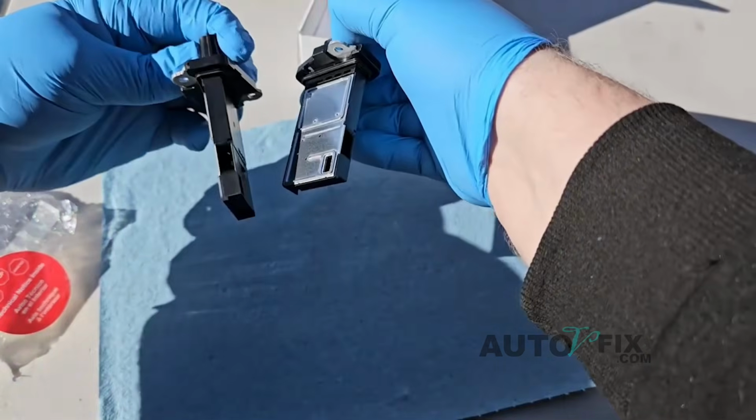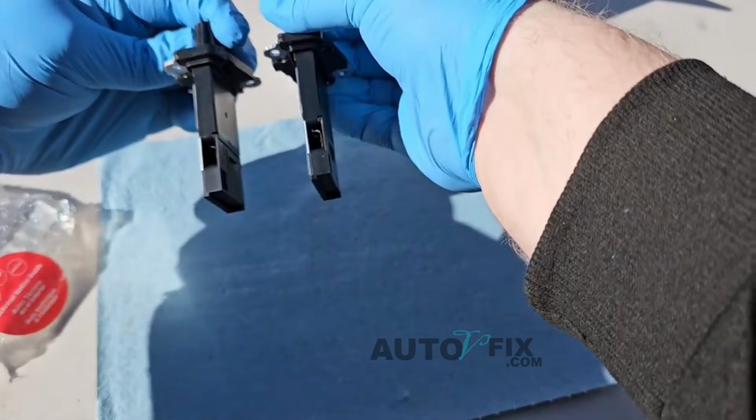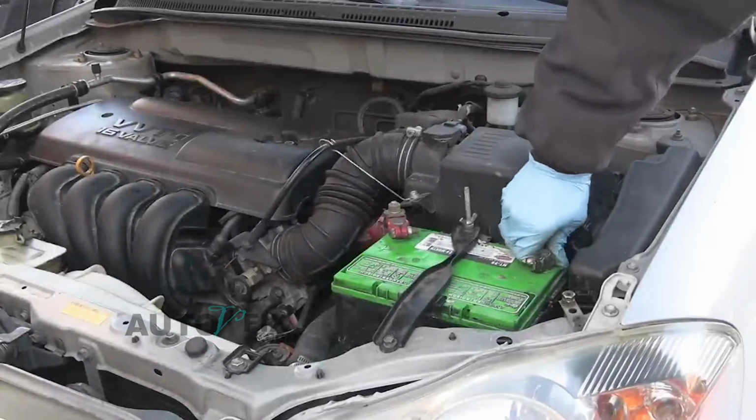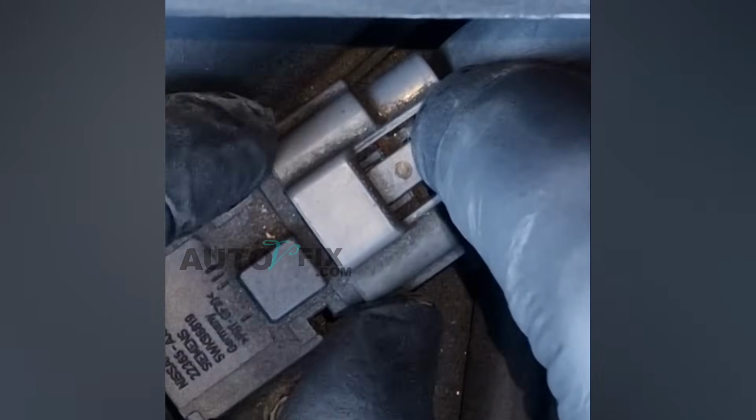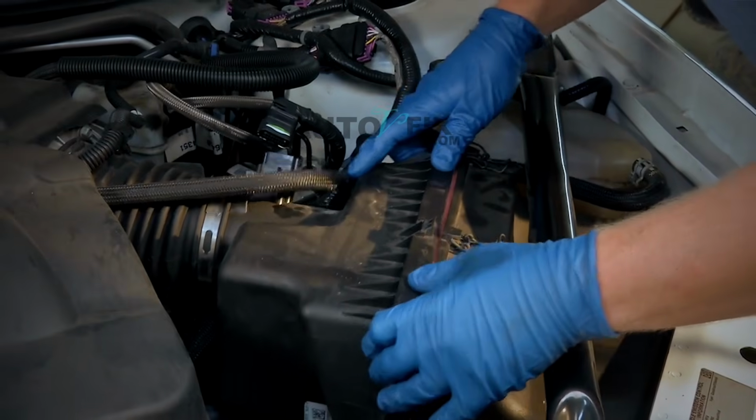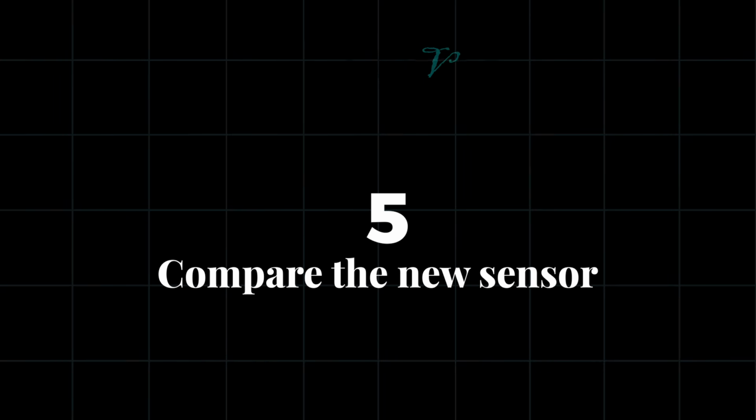First, buy the correct sensor for your exact vehicle. I do not like guessing here because cheap, low-quality sensors can create more problems than the original bad one. Second, shut the engine off and disconnect the battery if needed. Third, unplug the connector from the old MAF sensor. Fourth, remove the sensor or sensor housing from the intake tube.